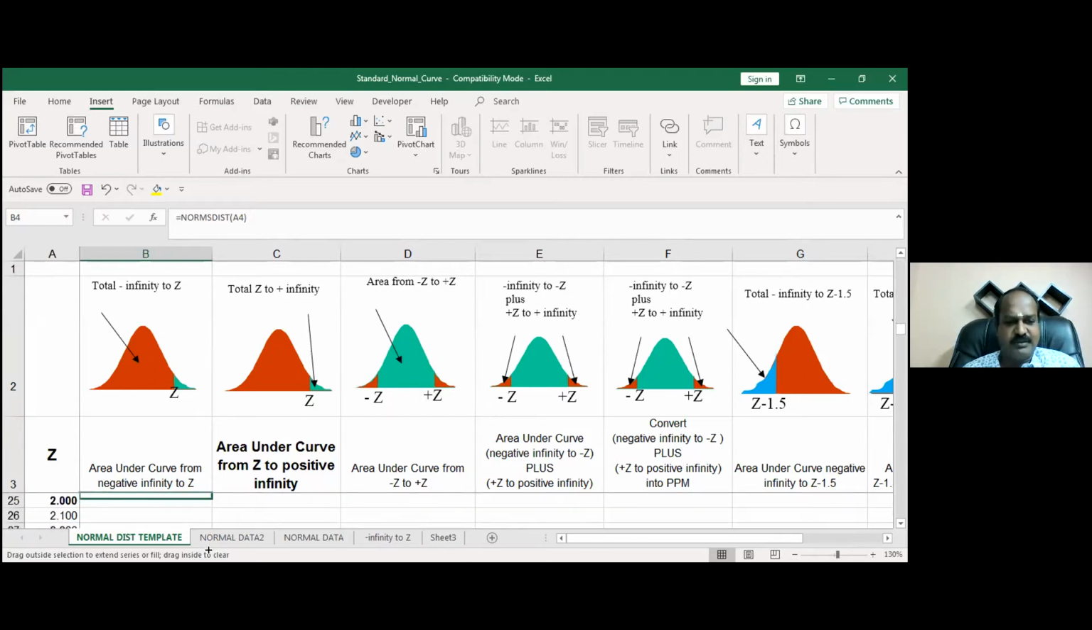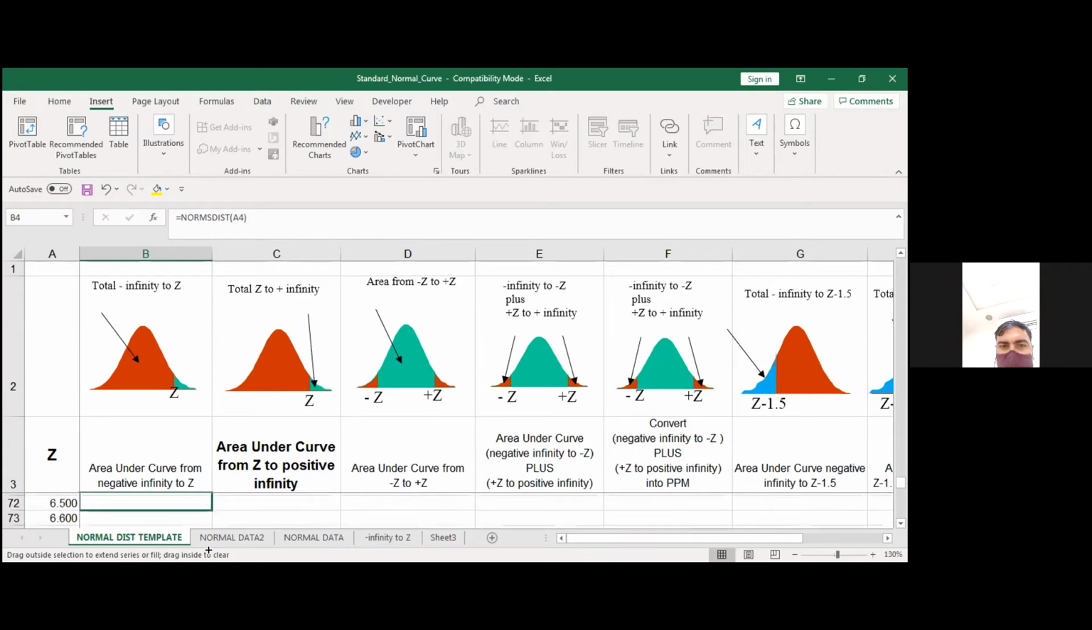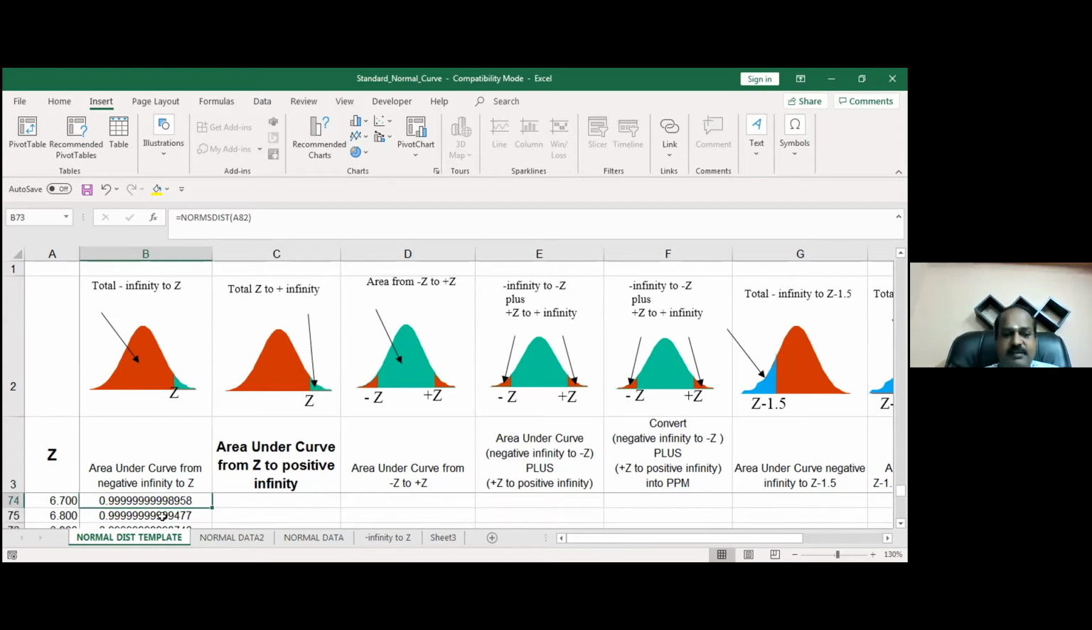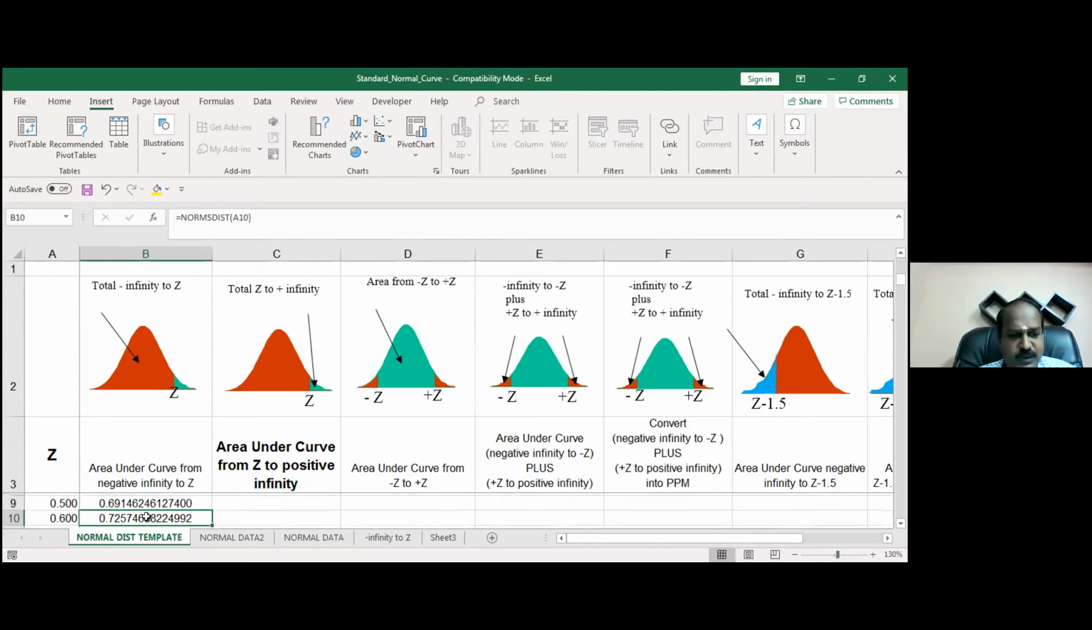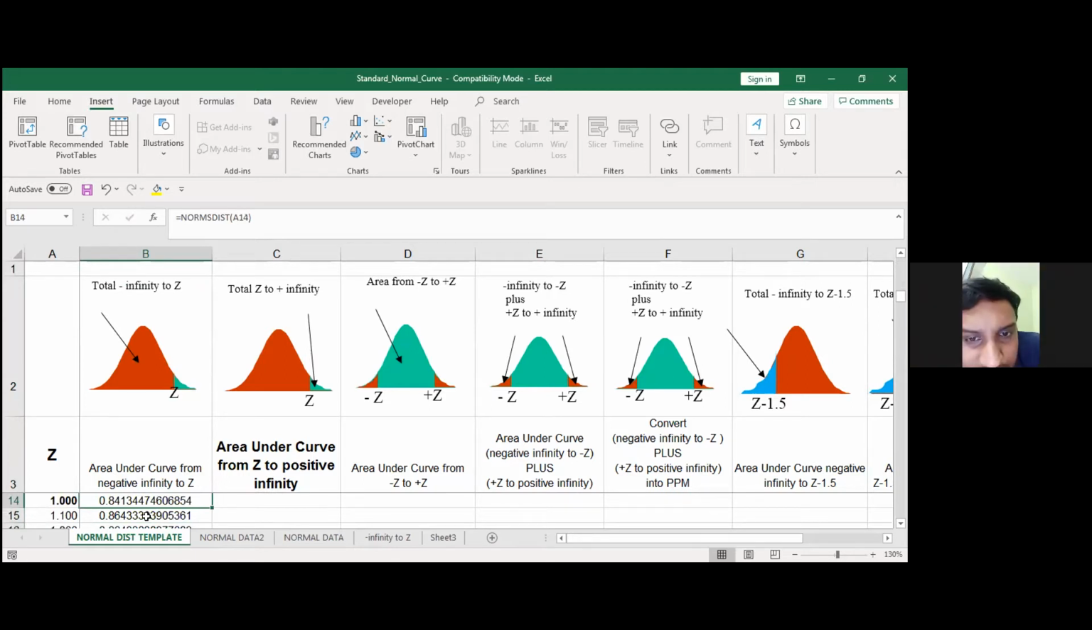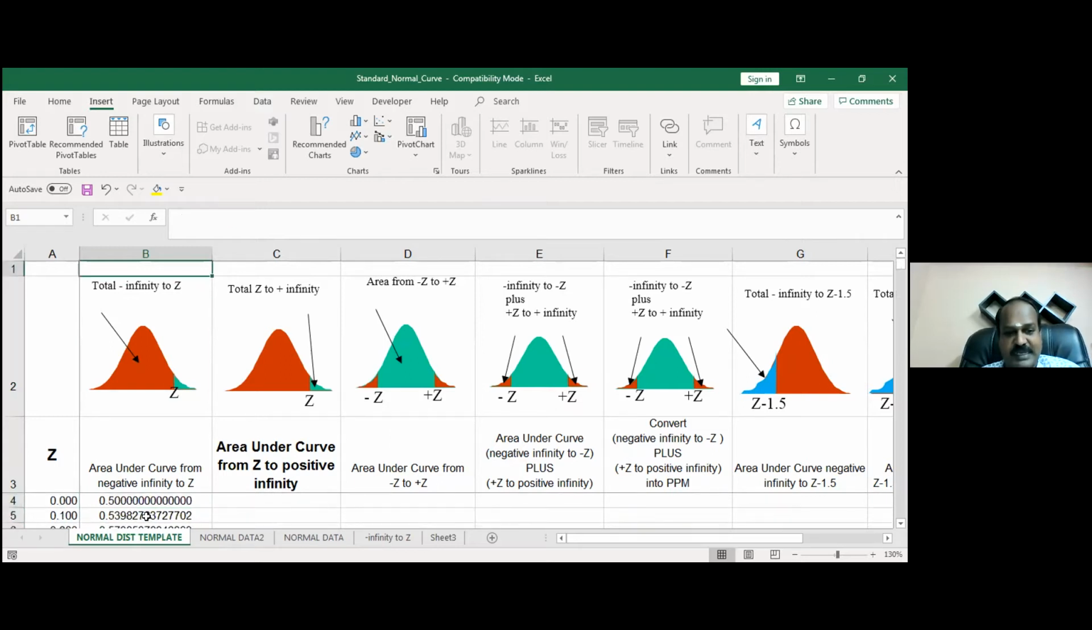So I'm going to drag it down. Now all the area I have got. Do you see? When Z becomes 0.1, area increases from 50 to 53%. Let me go to Z equal to 1. Area becomes what? 84.13. Now the red color area for any value of Z can be understood from the table. All of you are with me on this? Clear?